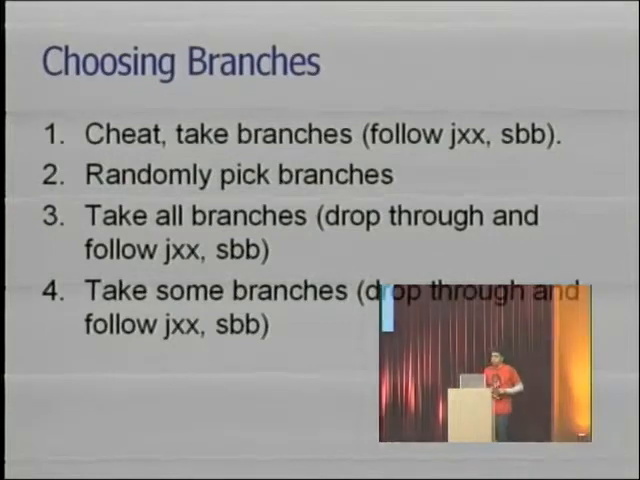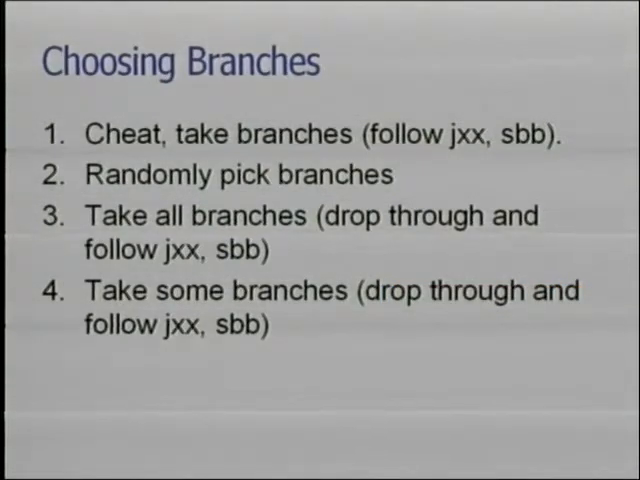So how do you choose branches? You could cheat. You could follow all branches and see what happens. It's going to take you down a certain code path. You're going to be able to analyze part of the program. You're going to have some code coverage. Something else you can do is randomly pick branches. That'll probably give you more code coverage. You'll go through more of the code. You can also take every branch. So every time you hit a comparison or a branch, you take both sides.